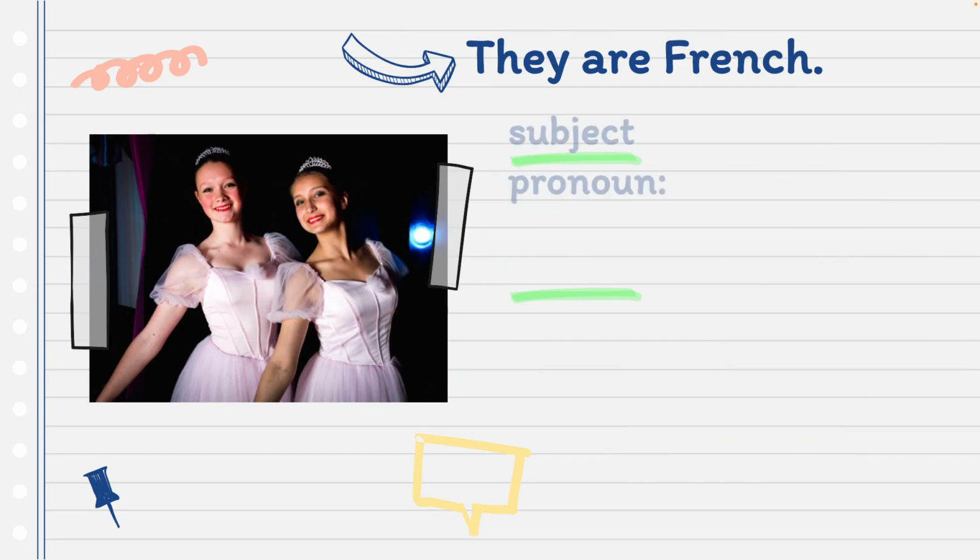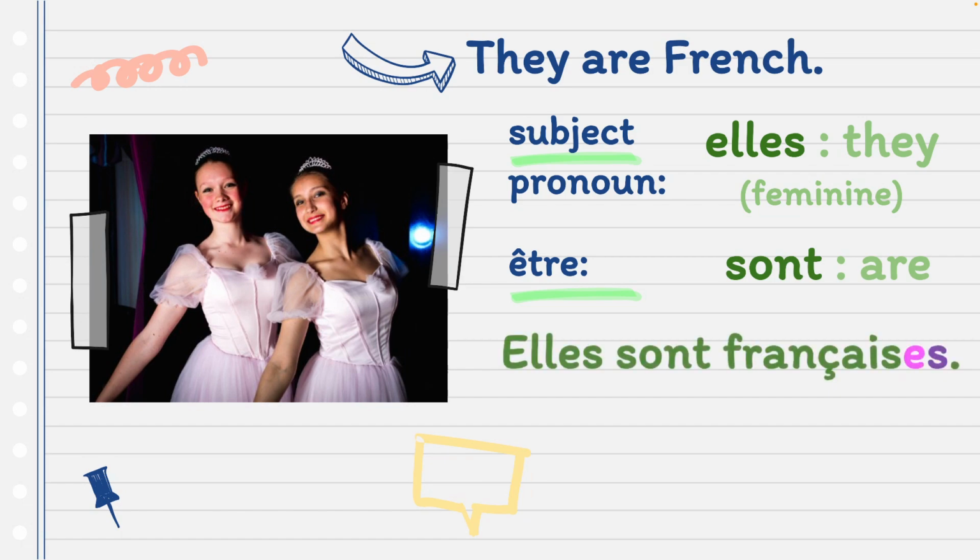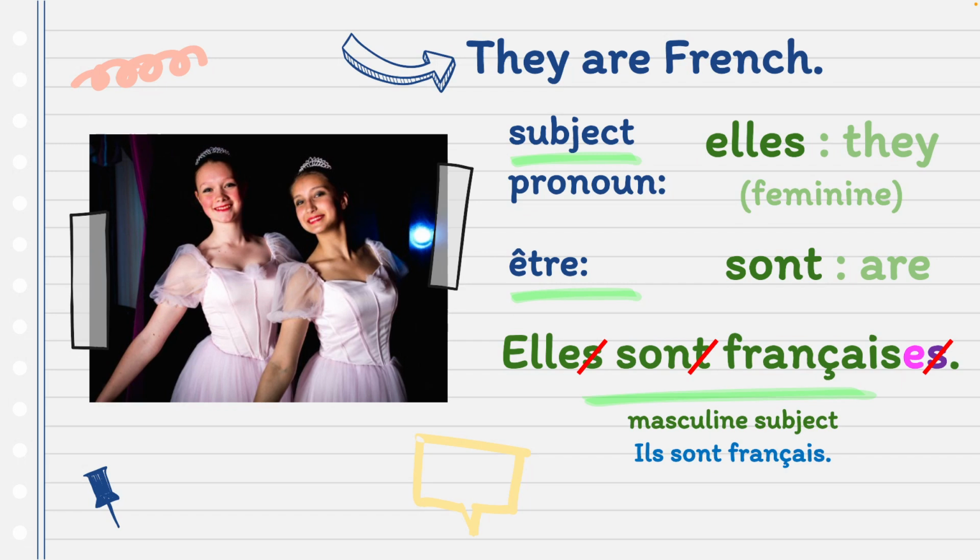They are French. Our subject pronoun for a group of women would be elles, they. The form of être that goes with elles is sont. Elles sont françaises. We add an E because they're feminine, we add an S because it's plural. If it was a group of men, we would say ils sont français. We don't need to add an extra S to the adjective français because it already ends with an S. Elles sont françaises, ils sont français.